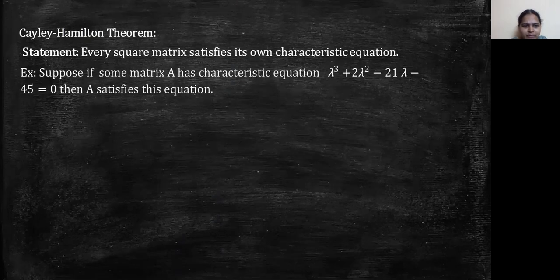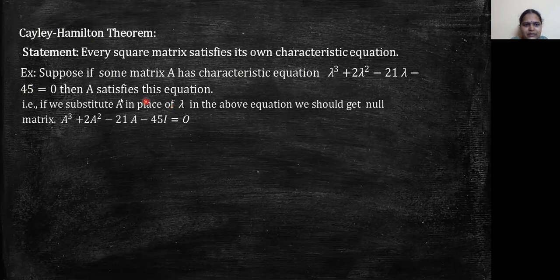What does that mean? Suppose some matrix A has the characteristic equation lambda cube plus 2 lambda square plus 21 lambda minus 45 equal to 0, then A satisfies this equation. So the statement is telling us that every square matrix satisfies its own characteristic equation. So if we have our matrix characteristic equation as this one, then A satisfies this equation.